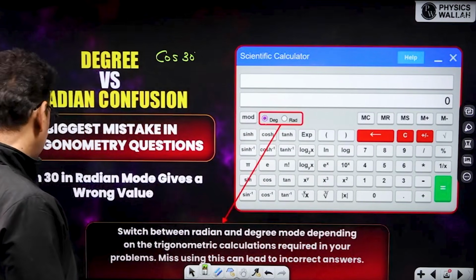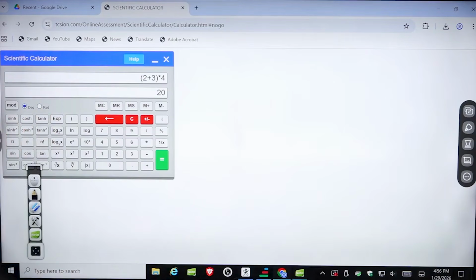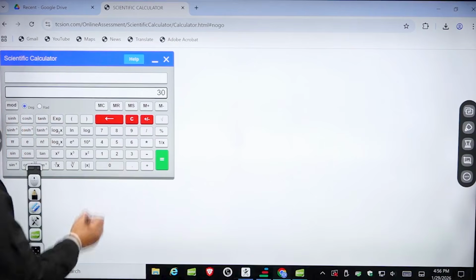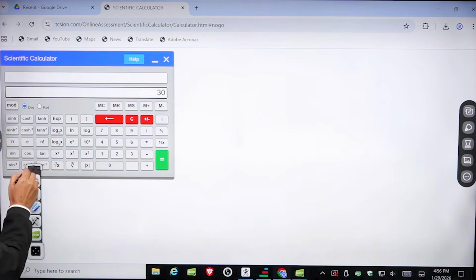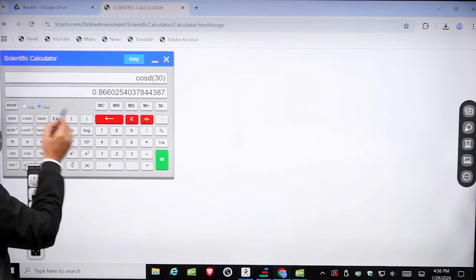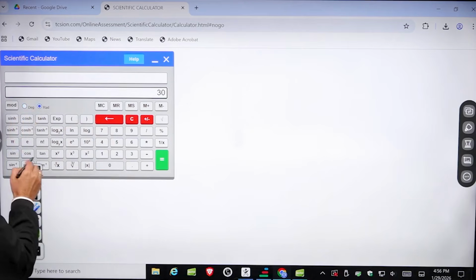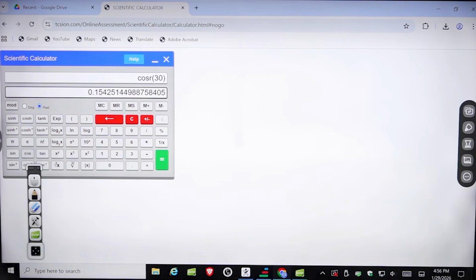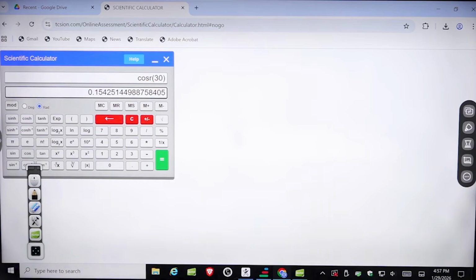See how. First of all, I will choose the degree here. Then I will take the cos of 30. This is my cos 30. Then I will get the right answer. But suppose instead of choosing degree, I choose radian and find out cos 30. I will get the wrong answer, 0.154, because the calculator is assuming that the 30 is in radian, it is not in degree.